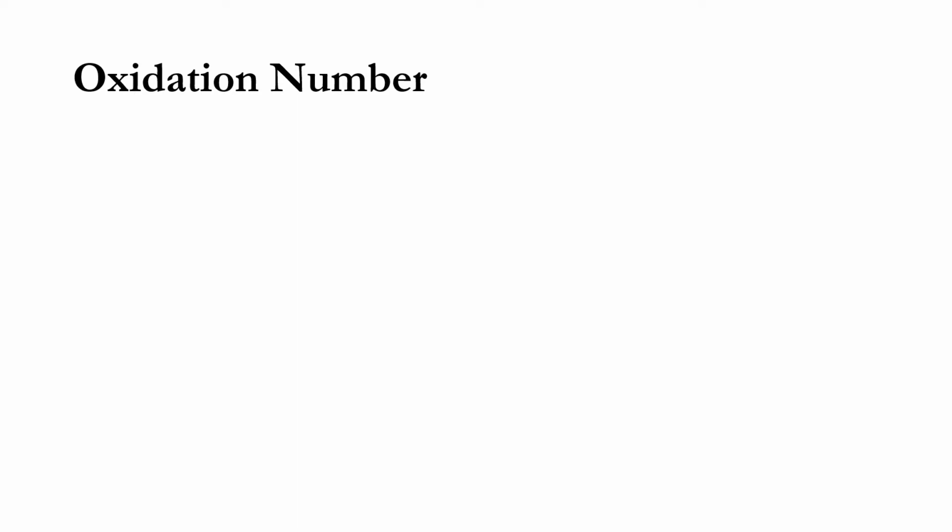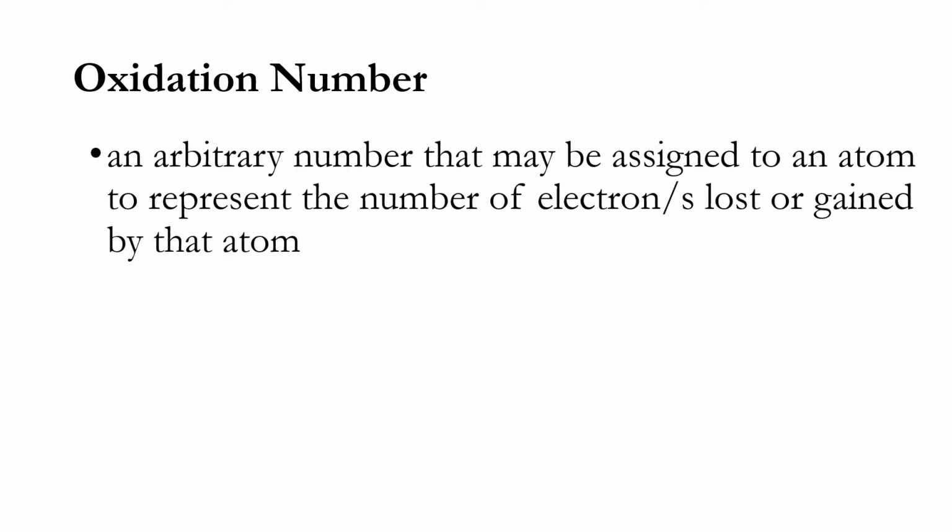What is an oxidation number? This is most important in identifying or determining whether a reaction can be categorized as a redox reaction. An oxidation number is an arbitrary number that may be assigned to an atom to represent the number of electrons lost or gained. We sometimes mistake oxidation number as charge, electric charge, or valence number. Sometimes we can use the idea of valence electrons to determine the oxidation number.